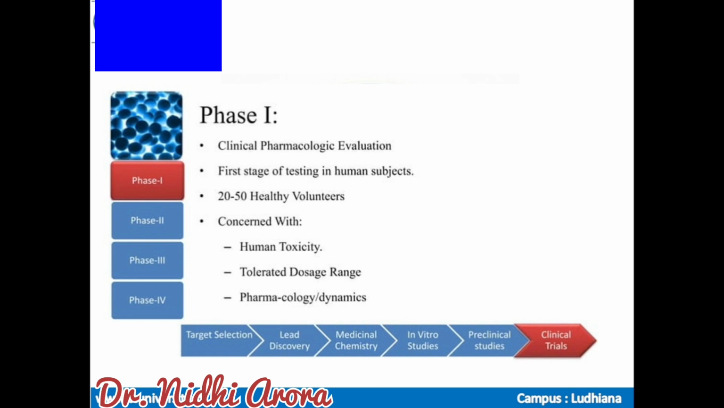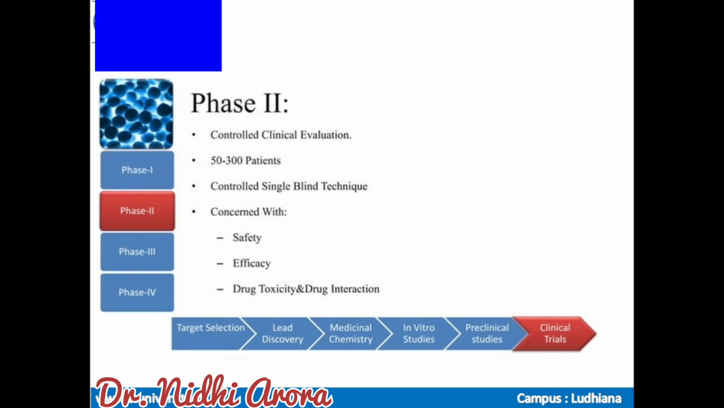Phase 1 is the clinical pharmacological evaluation. It is the first stage of testing in human subjects. It takes 20 to 50 healthy volunteers, and it is concerned with human toxicity, tolerated dose range, and pharmacodynamics. Then we talk about phase 2. It is a controlled clinical evaluation. It takes 50 to 3000 individuals, uses the single blind technique, and is concerned with safety, efficacy, drug toxicity, and drug interaction.